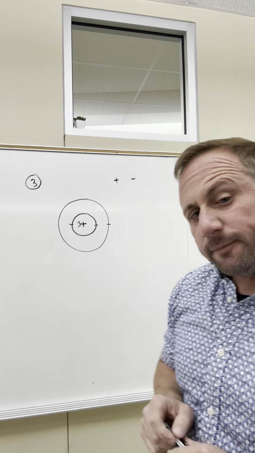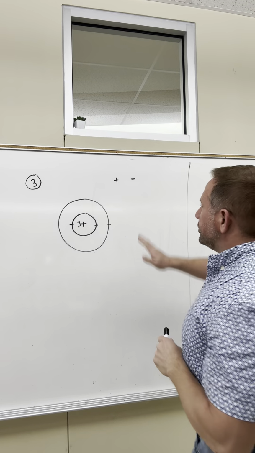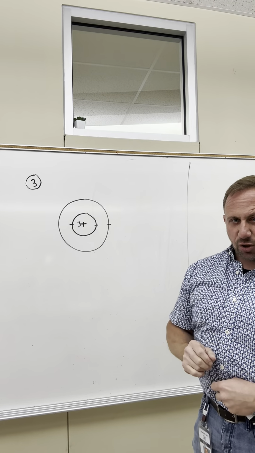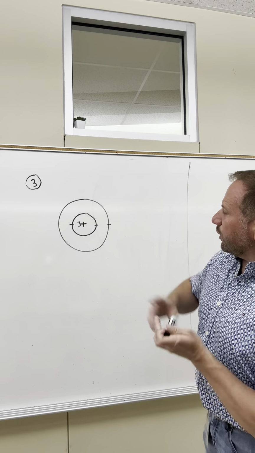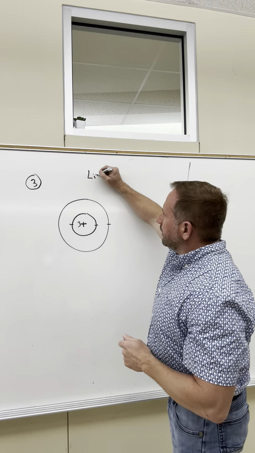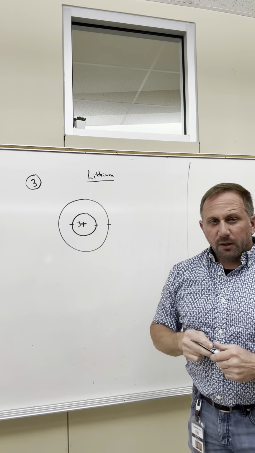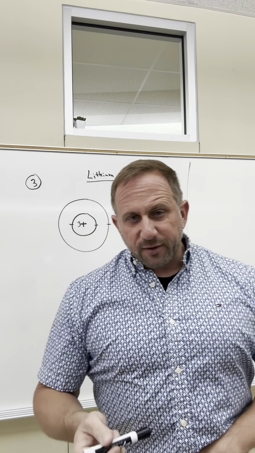All right, so part one of getting ready for the AP chemistry exam. We're going to talk a little bit about atomic structure. What we have is, we're going to talk about lithium. Now, lithium, that is a metal, and we're going to come back to talk about what metals are, etc.